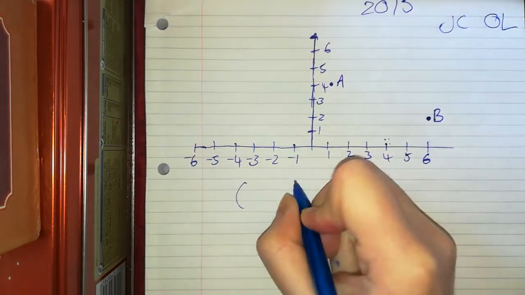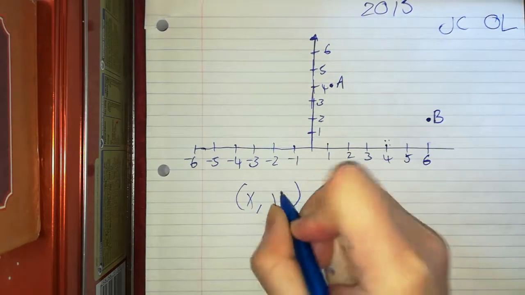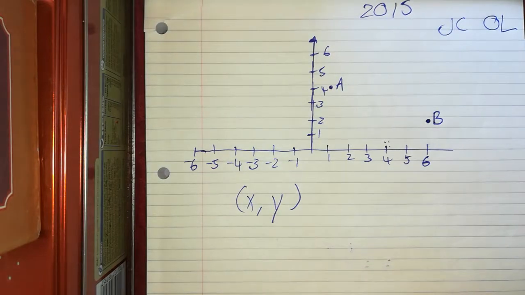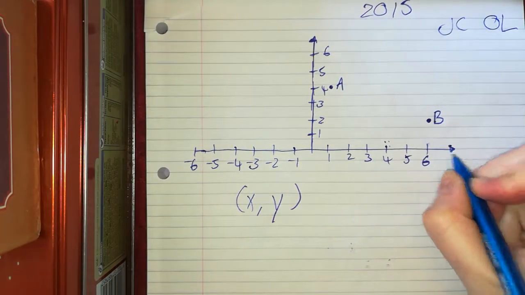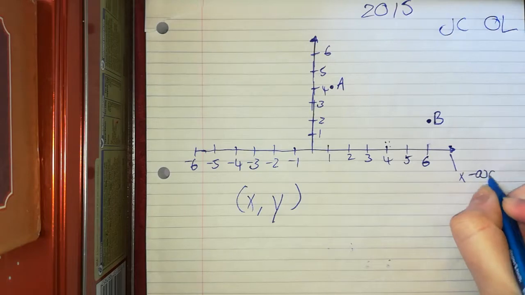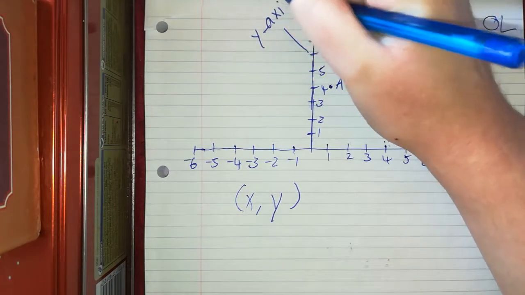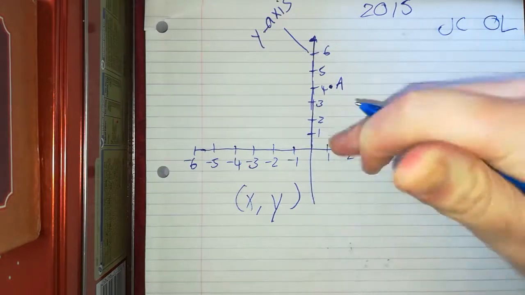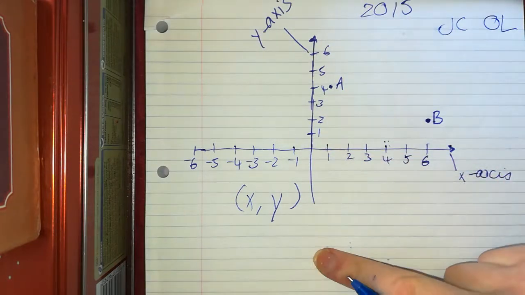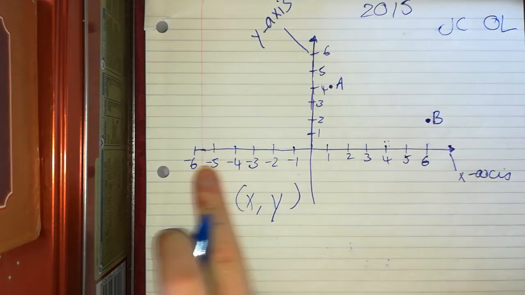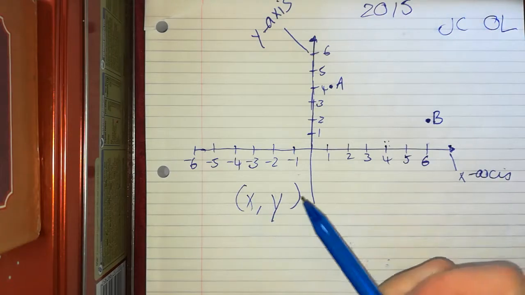So if we want to have coordinates, we're going to have an X point and a Y point. The X point is how far we go along the horizontal axis, so the horizontal axis is the X axis, and then the Y point is how much we go upwards, so that's the vertical axis, or the Y axis. This is the positive Y axis, down here is the negative, this is the positive X, this is the negative X. So we have to look for A.